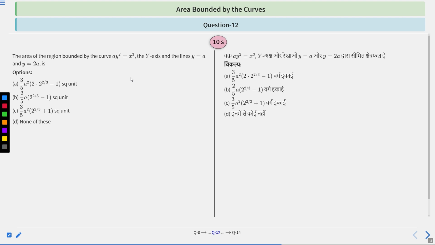So again, the hint for this question is that we are given a curve and we have to find the area between y equal to a and y equal to 2a. So x will be equal to a to the power 1 by 3, y to the power 2 by 3. We will integrate x dy from y equal to a to 2a, that is the integral of a to the power 1 by 3, y to the power 2 by 3 dy from a to 2a. So in this way, you can try to approach this question. You have 10 seconds to solve or think about this question. After 10 seconds, we will discuss the solution.